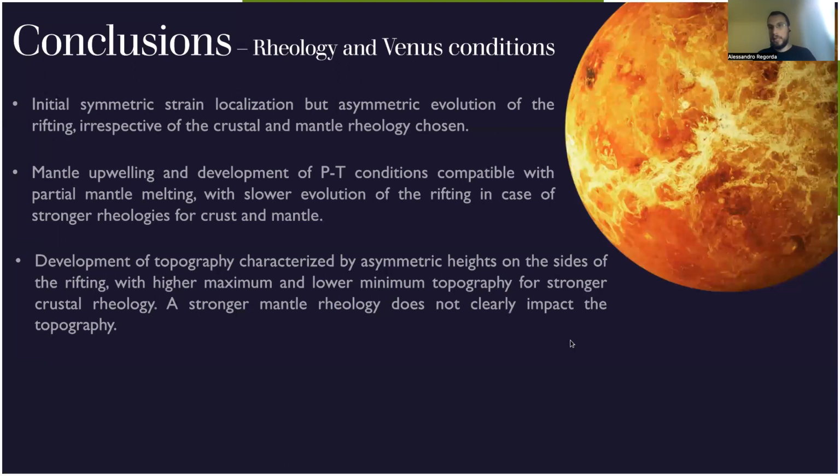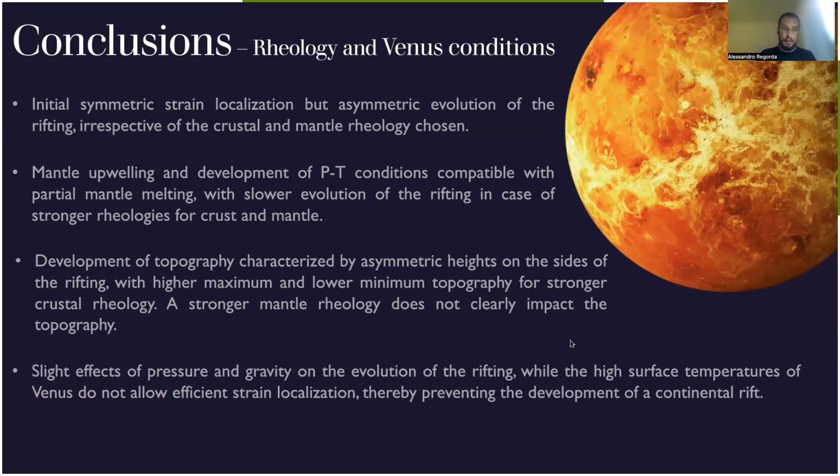The topography is affected only if we change the crustal rheology, while the mantle rheology does not impact the topography. And we saw that pressure and gravity do not affect the evolution of the rifting, while the high surface temperatures of Venus do not allow efficient strain localization, and so prevent the development of a continental rift.